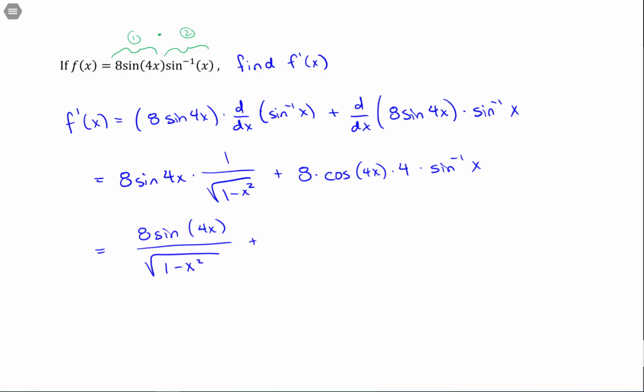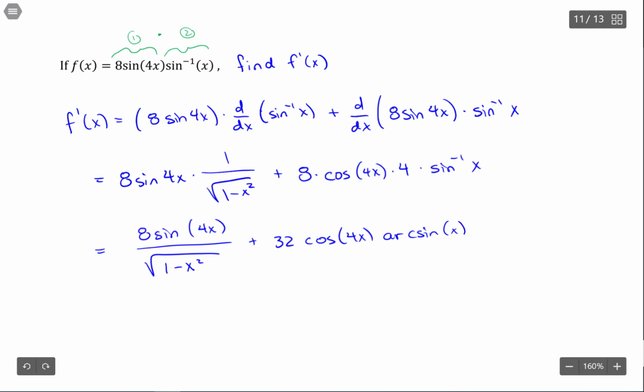Here, let's simplify and combine 4 and 8 and make that 32. And we'll say cosine 4x. And if you're uncomfortable typing in sine to the -1, just switch it to arcsine, and it will accept that as well. No problem.